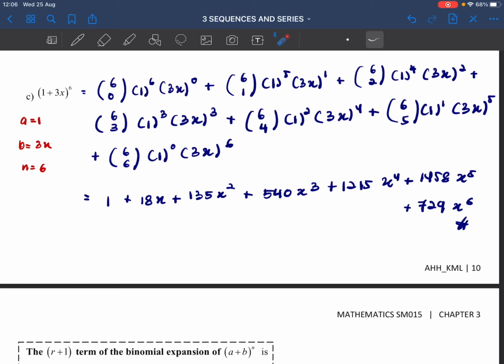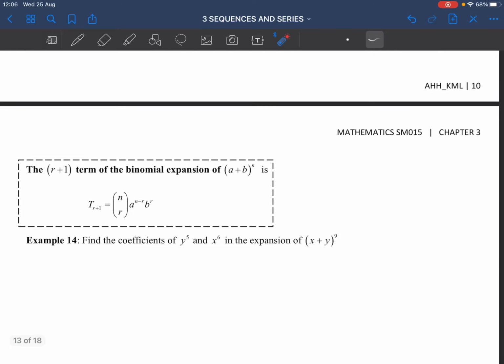But what if I want to find, we have (1 plus 3x) to the power of 6. I ask you to find the coefficient for x cubed. Okay, we know after we do the expansion, we know that the coefficient of x cubed is 540. But we are not going to do all those expansions, all this long formula just to get the coefficient of x cubed. Okay, so kita ada cara yang lain untuk kita mudahkan kerja kita. So that is how we do the r+1 term. Okay, that is what we call as r+1 term.